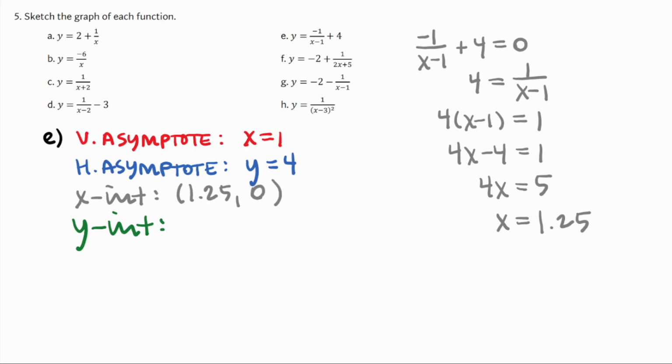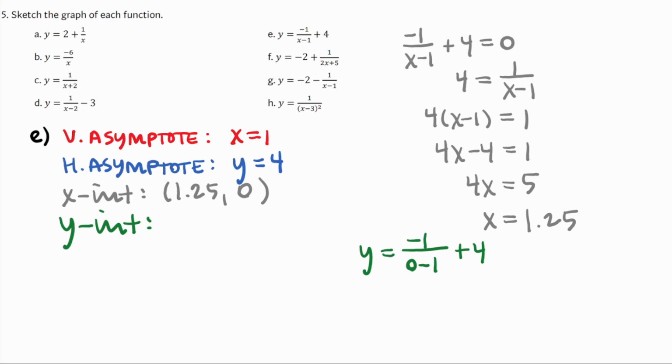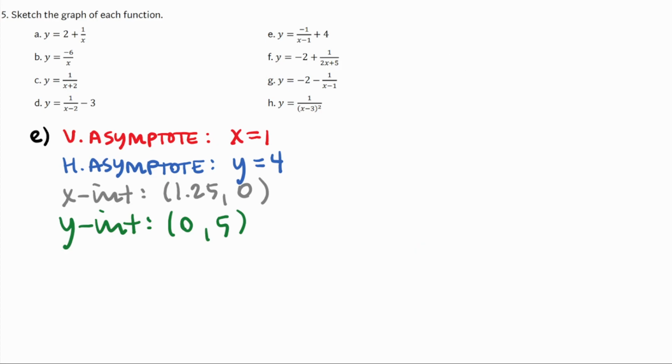Right, and then the y-intercept, that's going to be where x equals 0. I guess I'll just go down here and say negative 1 over 0 minus 1 plus 4, that's what y equals, my y-intercept. So I've got positive 1 plus 4 is equal to 5. x is 0, y is 5. Okay, so I think I'll get rid of that writing and start sketching.